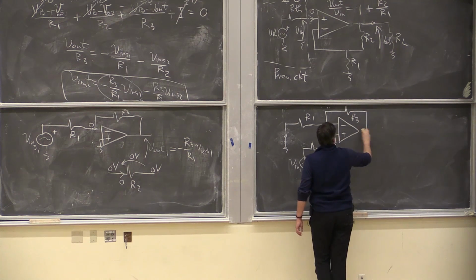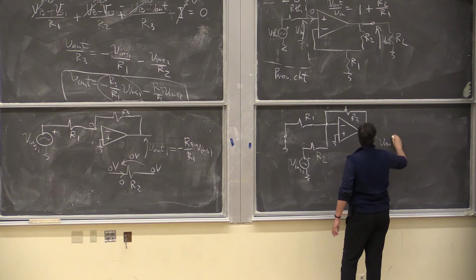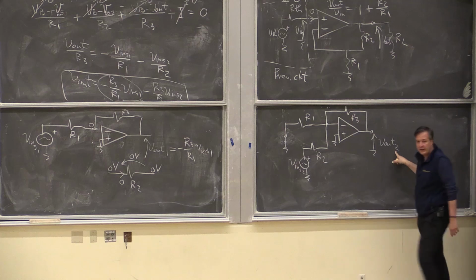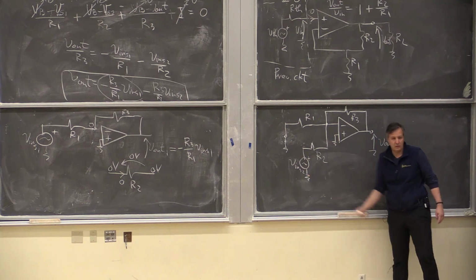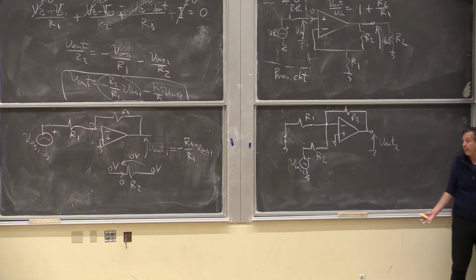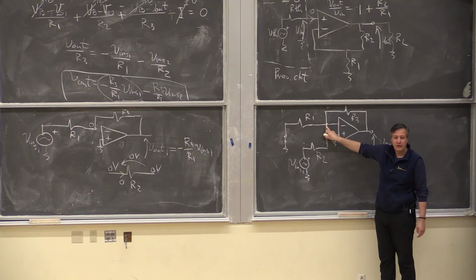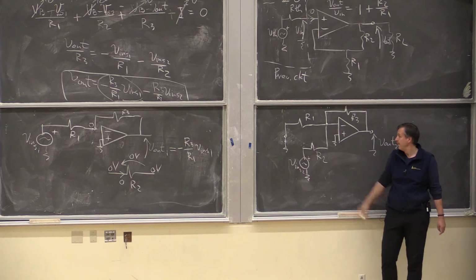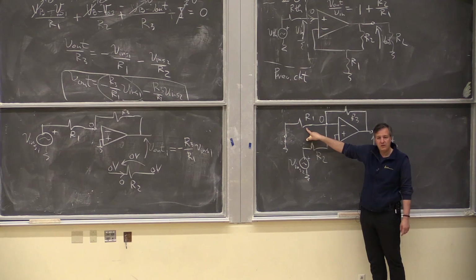R3. V out 2. The reason why I'm putting indices here, out 1 and out 2, is because that's in response to a source. I'm doing superposition, right? Okay, so again, what's the voltage here? At this node, B. 0.